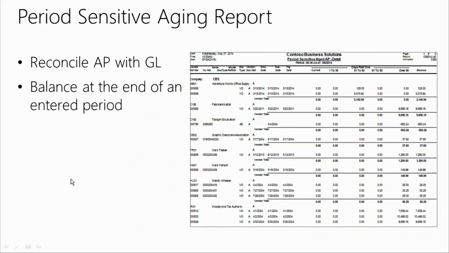The next is your period sensitive aging report. This is a good report to run when you're going to reconcile your accounts payable with your general ledger. Basically, it's giving you the balance at the end of an entered period. So you're saying for this particular period, this is where we stand. What can happen here too is to make sure that all your accounts payables have flowed correctly into your general ledger and that you've posted everything. This will allow you to see those items that potentially may have not posted at this time.